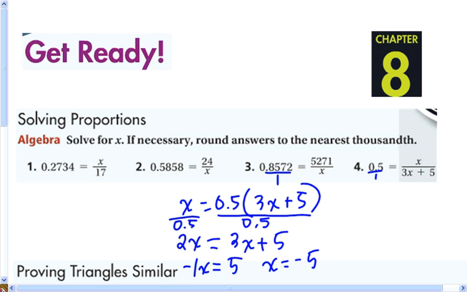And just one more thing here, with a problem like this where we're dividing 24 by x, that would create this equation: 0.5858 times x equals 24. So we need to divide 24 by 0.5858.